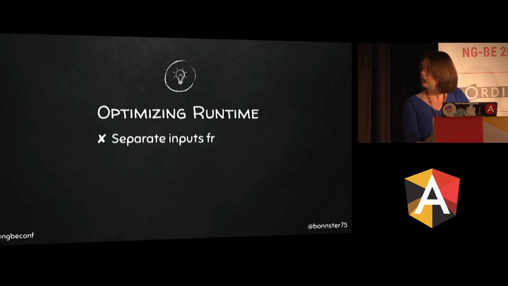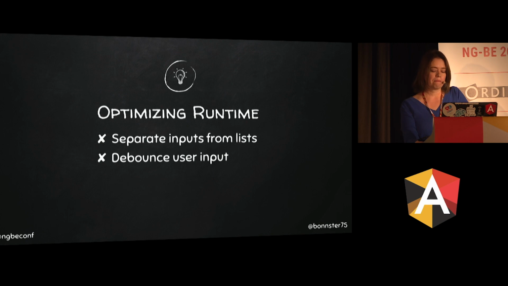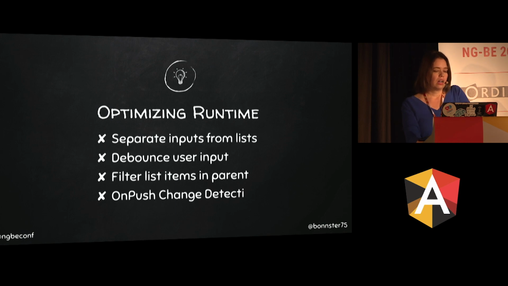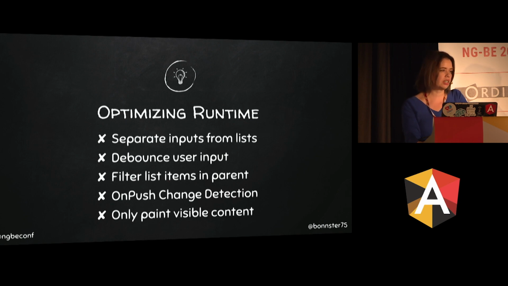So, separate input from lists. We're going to go through each one of these one at a time. We're going to separate the inputs from the lists. We're going to debounce the user input, because remember, it was going through with every single keystroke, and I'm going to show you how to do that. We're going to filter your list items in the parent. I definitely recommend OnPush change detection. And the last one is to only paint the visible content, which is a concept you've seen before, but it just got way easier, which I love.